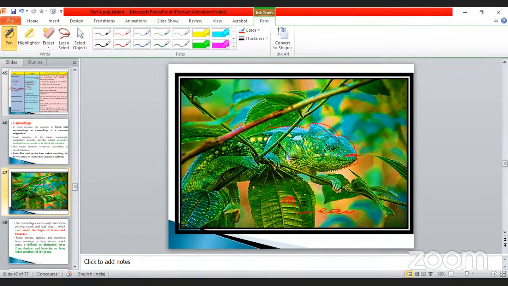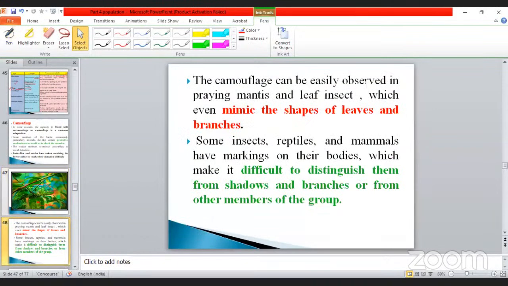At the same time, it is also one of the most advantageous adaptations for hunting prey. Okay, so go to the next one. These are all called as what? Camouflage. Camouflage can be easily observed in the praying mantis and leaf insects, which even mimic the shape of the leaves and the branches.